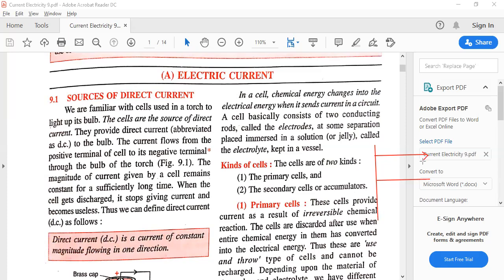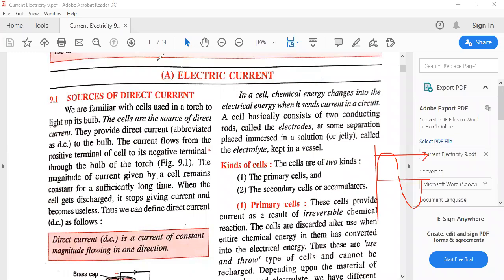Okay. There is another type of current. I think you must be aware of it. That current is alternating current. And that alternating current is flowing in two directions. Okay. So this is the positive and this is the negative direction. And direct current is only flowing in one direction.